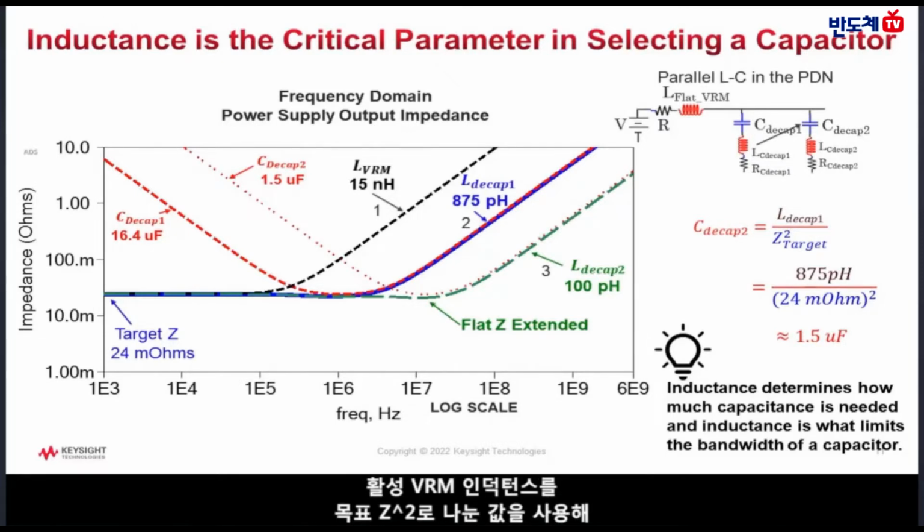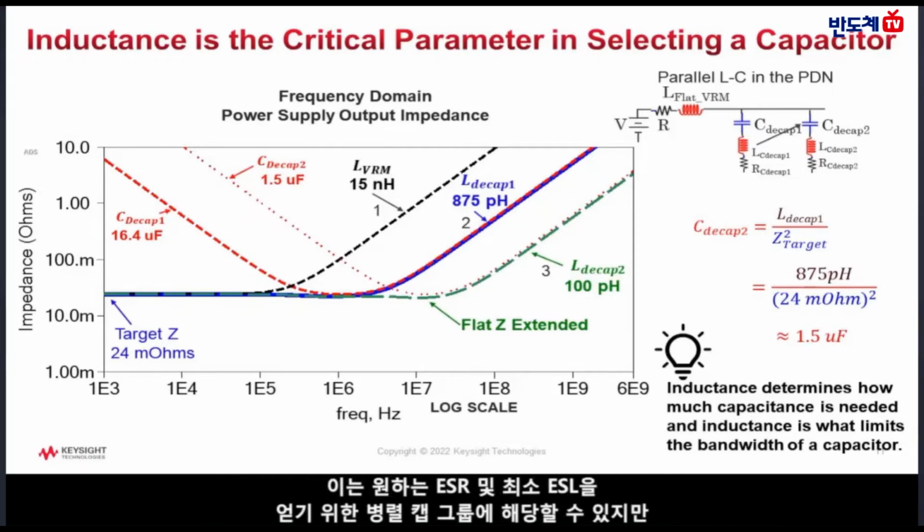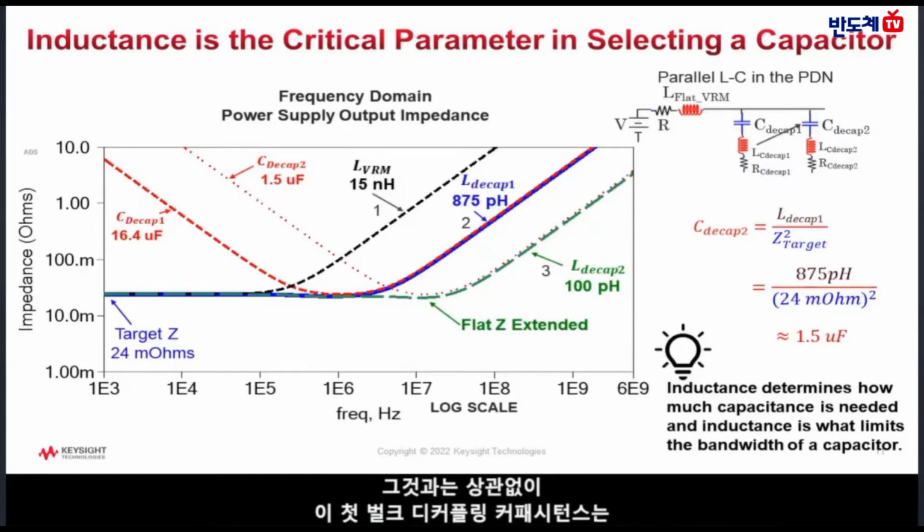The active VRM inductance divided by the target impedance squared can be used to get an estimate for the first bulk decoupling capacitance. This could be a group of parallel caps to get the desired ESR and minimum ESL, but regardless, this first bulk decoupling capacitance will have a limited bandwidth determined by its ESL. A second decoupling capacitance is needed with lower inductance to get to a higher frequency.